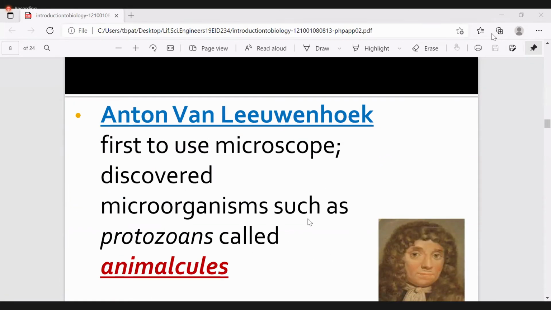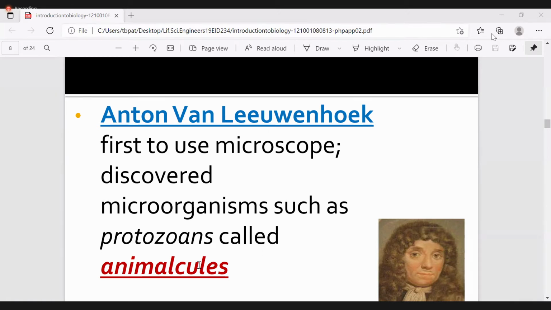Anton van Leeuwenhoek discovered microorganisms: many disease-causing, harmful bacteria and protozoans. Protozoans are microscopic and can be seen only under microscopic conditions. He was the first to use the microscope and discovered microorganisms such as protozoans.